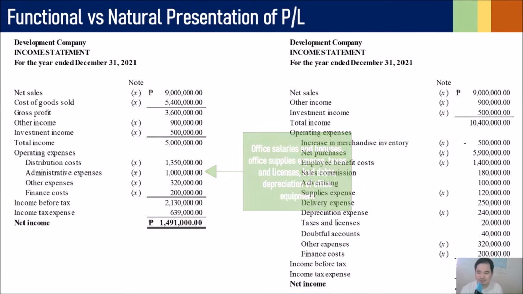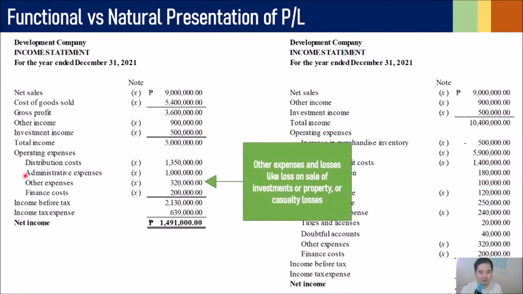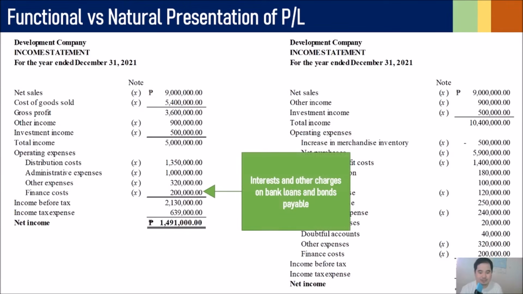Okay? And then, dun po tayo sa other expenses natin like other expenses and losses. And then, finance cost naman po is yung ating mga interest and other charges. Basically, about financing. Bank loans and bonds payable. So, yun po yun. Yung nilalagay po natin na function of expense method.